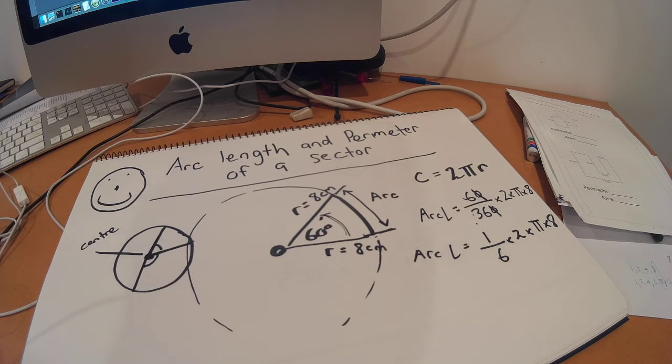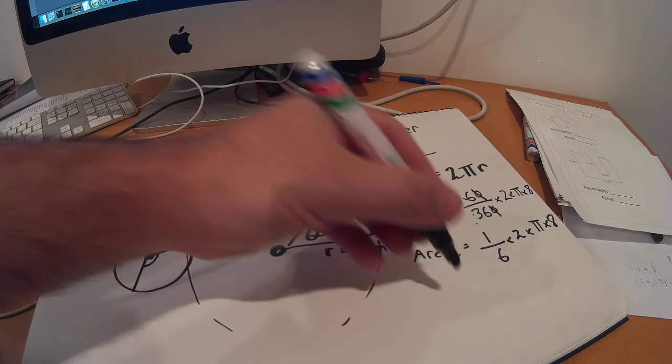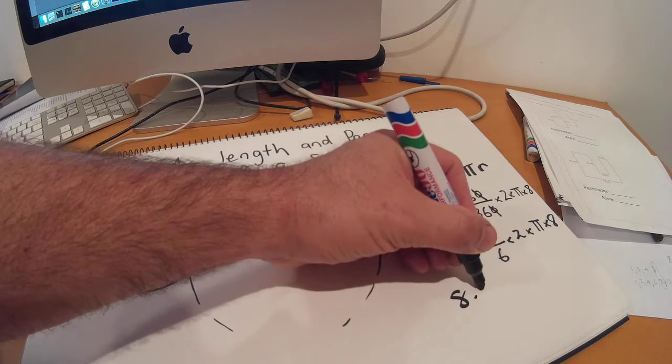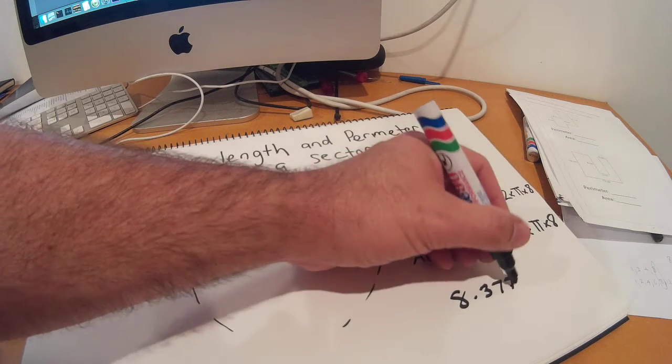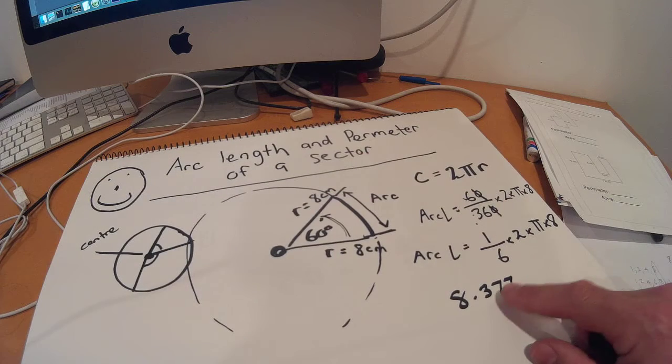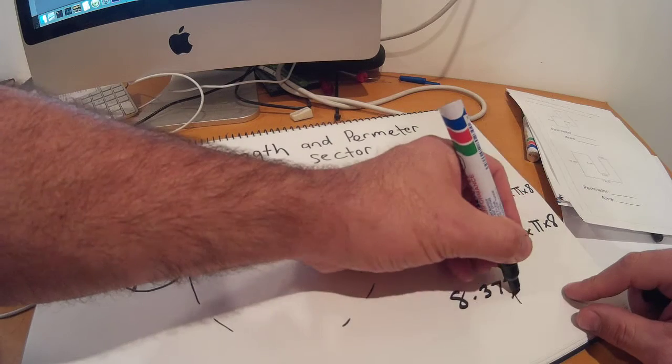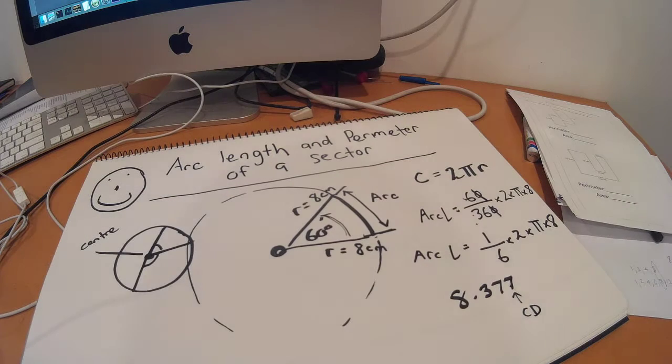times pi times 8. And the answer comes out to 8.377. So I'm going to do that to 2 decimal places. 8.377. The 7 is 5 or greater, so this is going to be rounded up to 8 because that is that critical digit. Just a little bit of practice at our rounding of a number.